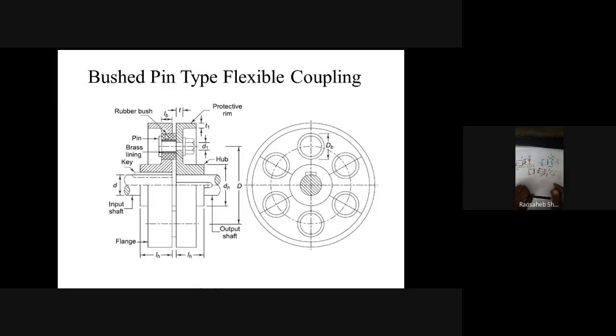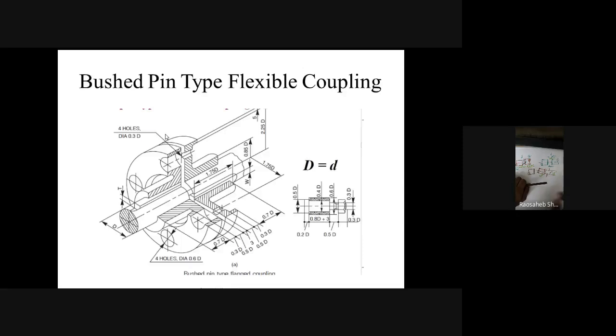Now in the next figure, forget about the notations used over here. I have just shown this for getting additional information. Forget about what is capital D. I will explain the symbols that we are using. But here you can see 4 holes dia 0.3 D. So this is the left coupling and this is the right hand side coupling.